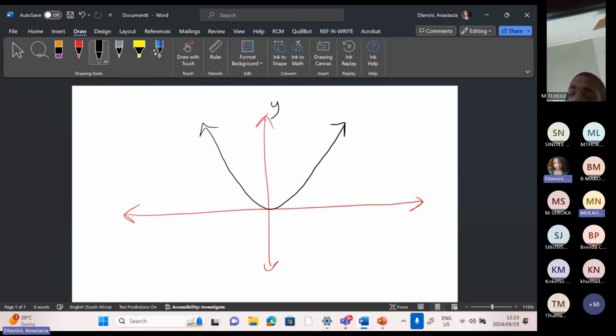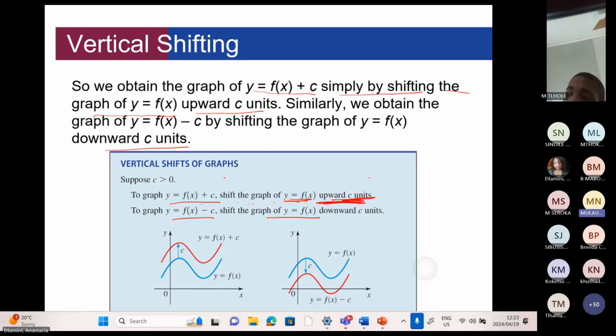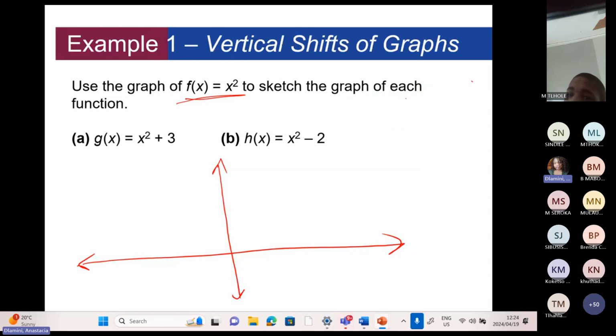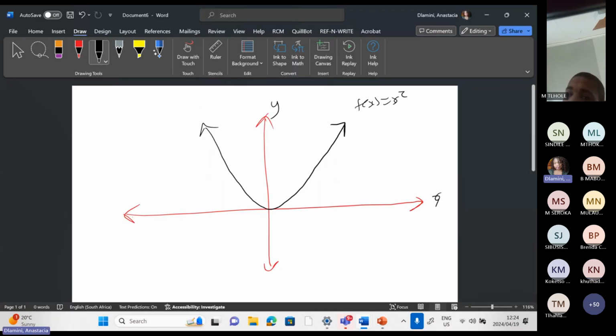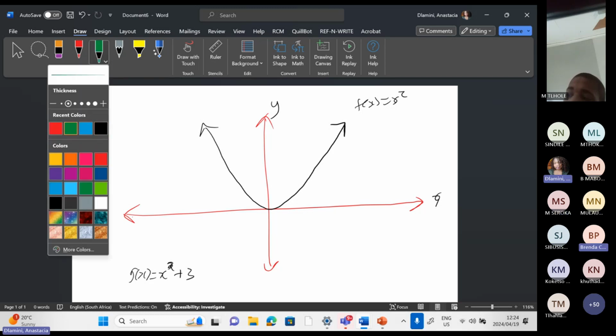Okay. y and x, right? This is f of x equals x squared. Isn't that what they said we should use? So they want x squared plus 3, and they want x squared minus 2. Okay, let's go with x squared. So they want us to draw g of x equals x squared plus 3, isn't it? Now look at this. This one is easier compared to the next one that we're going to do.